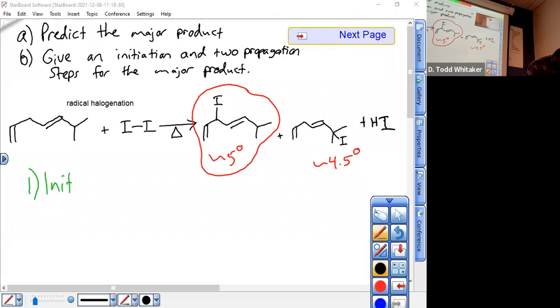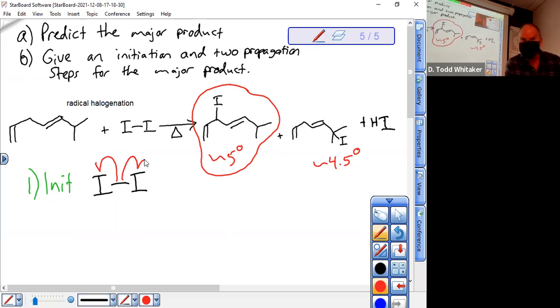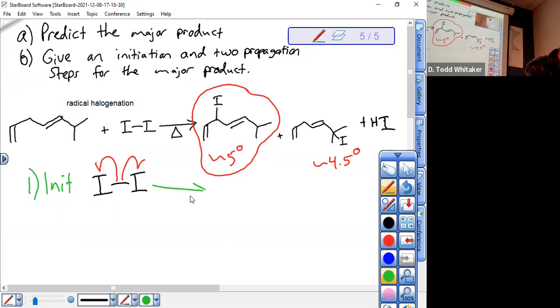And now we start with our initiation. The heat breaks the weakest bond, and iodine is a very weak bond. It's one reason it's such a good antiseptic. It makes radicals and kills bacteria, just like this. Iodine radical.